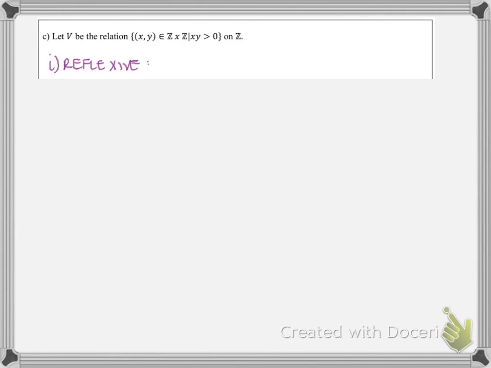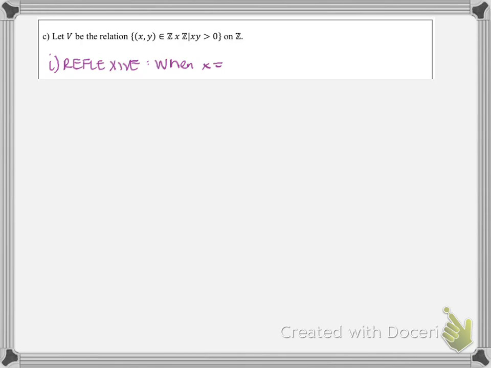Okay. So next we're going to look at this, and we have a relation. Let B be the relation (x, y) belongs to Z cross Z, such that x times y is greater than 0 on Z. And so let's think about, well, is it reflexive? Well, we're on the integers, right? So think about it for a minute. Is it reflexive?